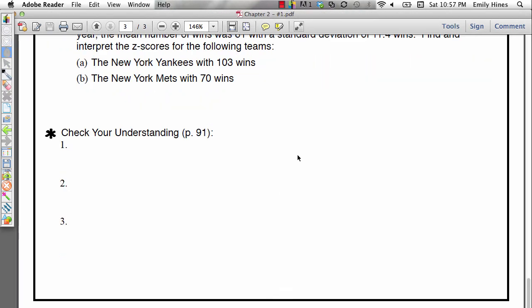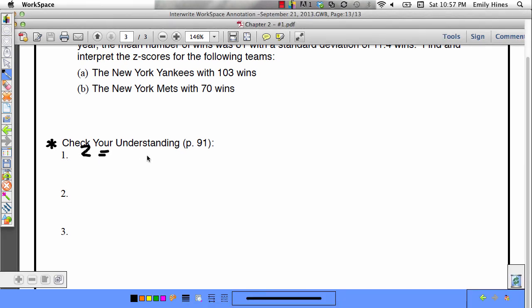Okay, for number 1, we should have gotten a formula that looks like z equals 65 minus 67 over 4.29, which is negative 0.466, which means that her height is about 0.47 standard deviations below the mean height of the class. Notice that when I say this, I'm saying it in context. I am not just saying 0.47 standard deviations below the mean. It's below the mean height of the class.